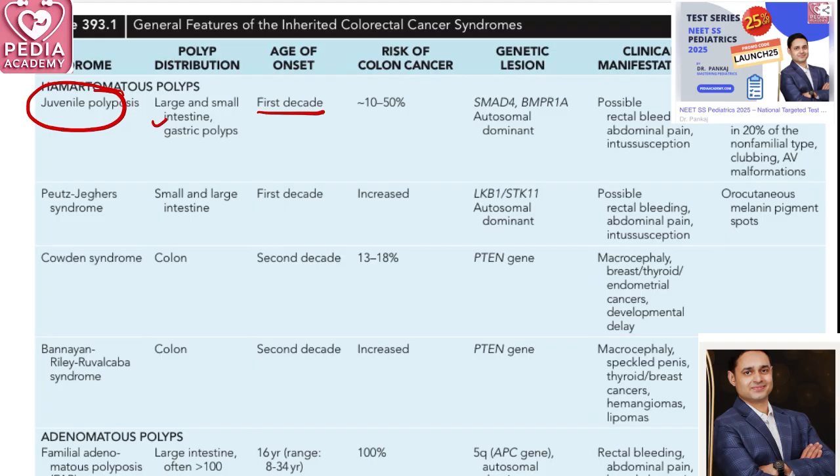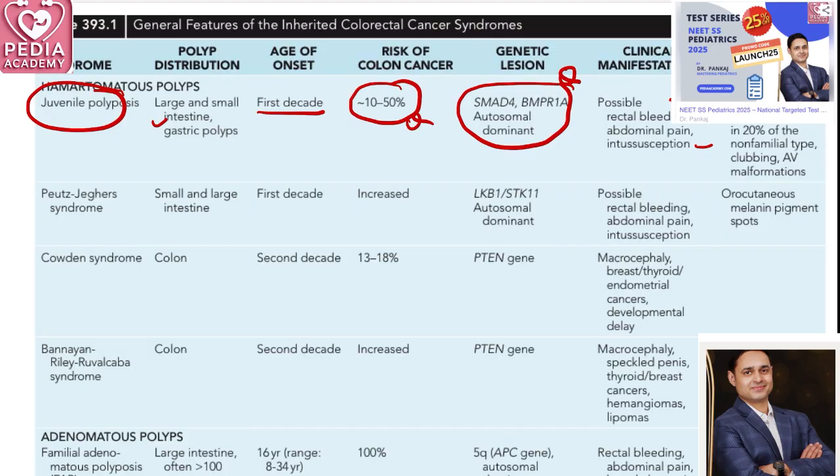It was again asked, 10 to 50%. And what are the genetic lesions? SMAD4, BMPR1A. This is autosomal dominant. Everything I'm highlighting or speaking is MCQ, previously asked or potential MCQ. Possible rectal bleeding, abdominal mass, intussusception. We will not go into this, we'll see, because this condition is a spectrum.